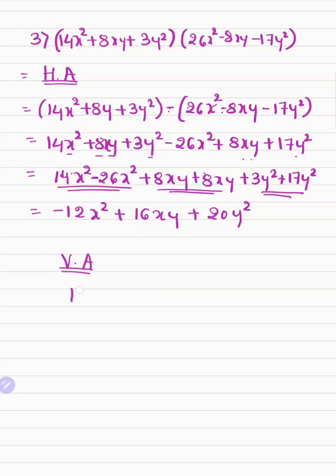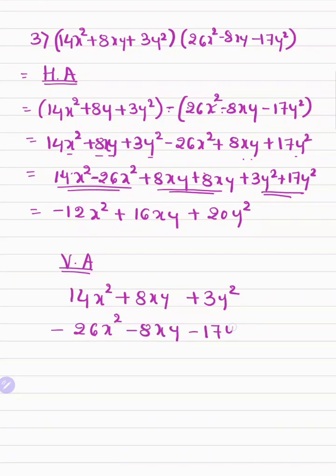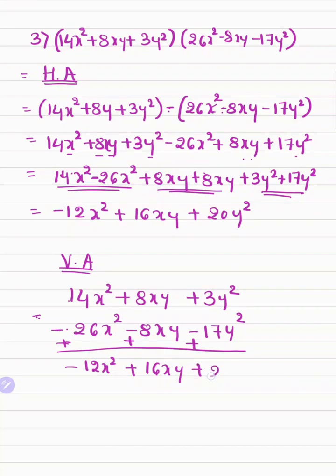How is it written? 14x square plus 8xy plus 3y square. It is minus 26x square minus 8xy minus 17y square. So here minus minus minus plus minus minus plus minus minus plus. So here minus 26 plus 14 is minus 12x square. Then plus 16xy and plus 20y square. Plus plus plus plus, adding.